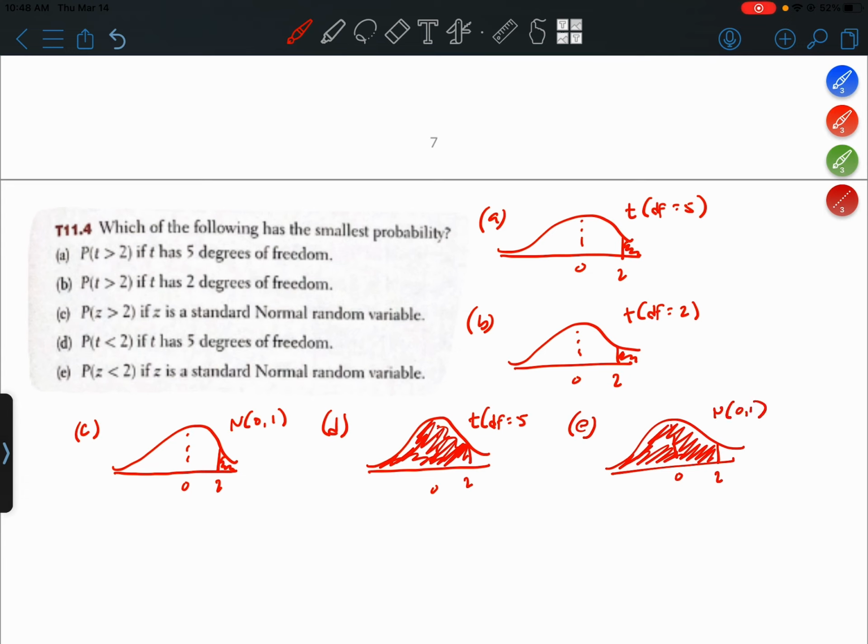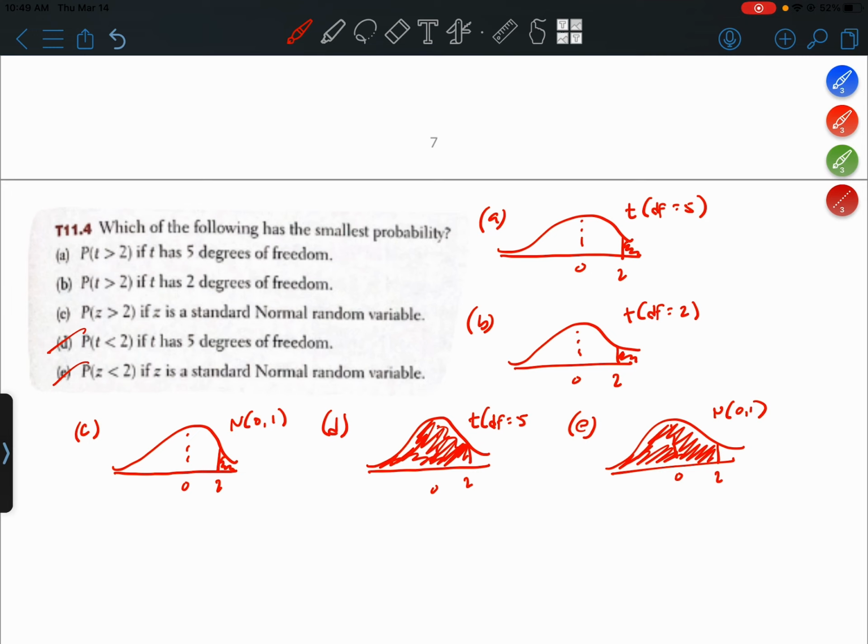Okay, so just based on the pictures alone, I'm going to eliminate A, B, and C. Oh, no, sorry. Which of the following has the smallest probability? My bad. So we're going to eliminate D and E. Those are going to have the largest probabilities. And so now let's go ahead and do A, B, and C.